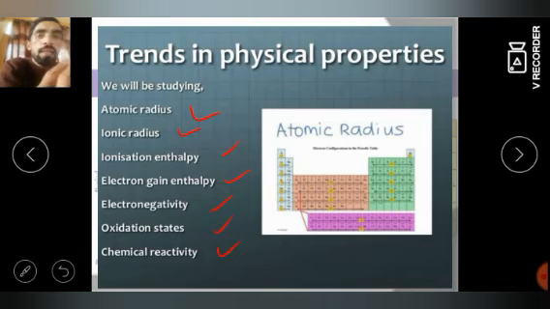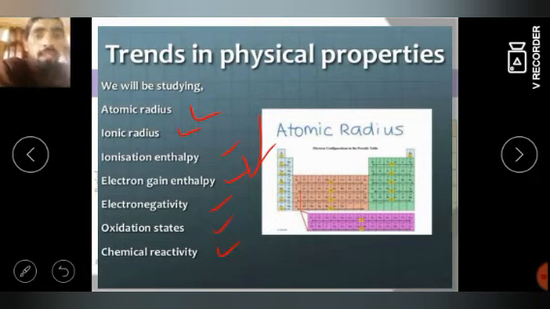Now we need to compare. Suppose group 1 is alkali metals, so all the alkali metals like hydrogen, lithium, sodium, potassium, rubidium, cesium, how are these metals the same and what are the things that are different between them? So we need to study the comparison, that is called periodicity. Down the group there are 7 periods, and along the period there are 18 groups. So basically, down the group and along the period we need to see first atomic radius, ionic radius, then ionization enthalpy, electron gain enthalpy, electronegativity, oxidation state, and chemical properties. Okay.